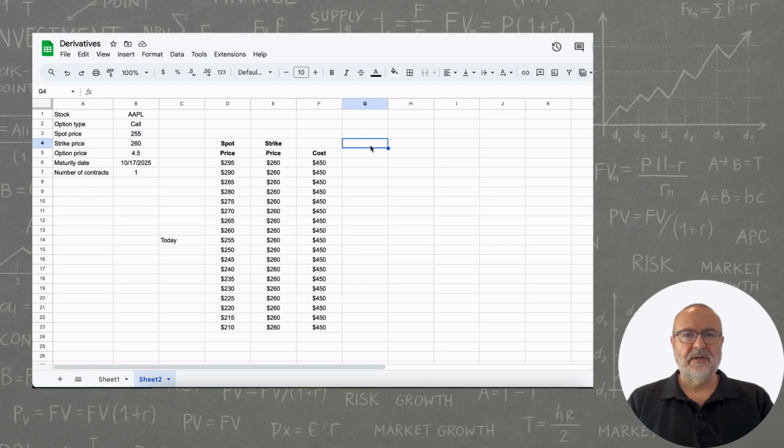Now, we can calculate the exercise value. This is the potential profit and loss at the end of the maturity date for this call option. The exercise value for a call option is the difference between the spot price and the strike price.